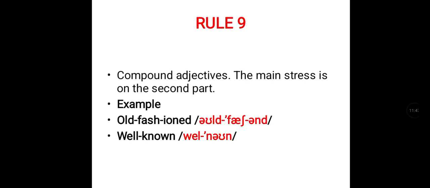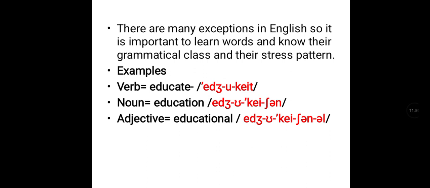So there are many exceptions in English, so it is always important to learn words and know their grammatical class and their stress pattern. Take for example, the word educate is a verb, and the word education is a noun. The word educational is an adjective. Therefore, if you do not master your part of speech, it may be difficult at a point for you to understand stress. Therefore, I urge you to know the grammatical class of each word you learn in English language.